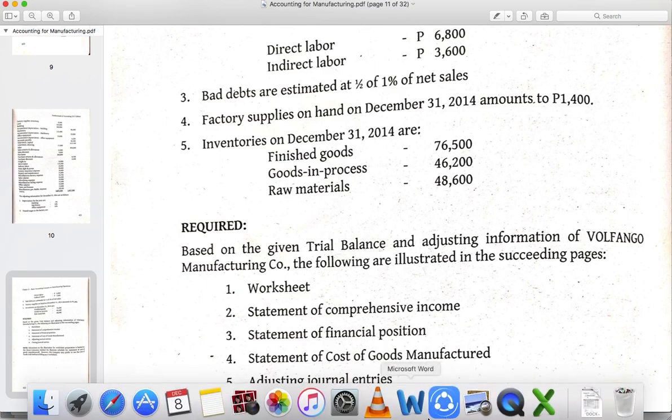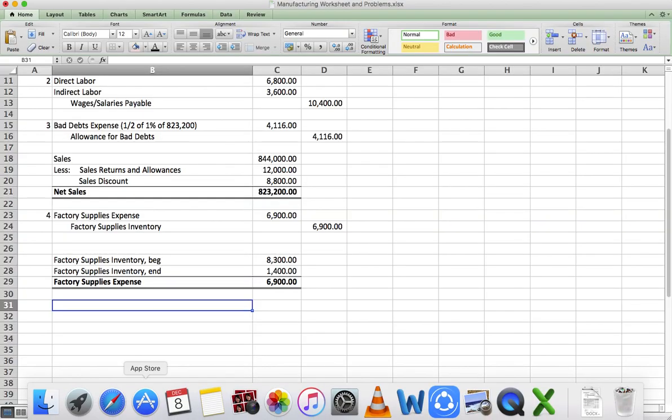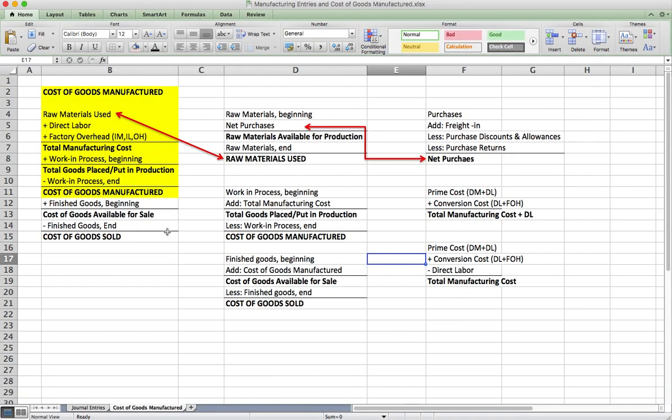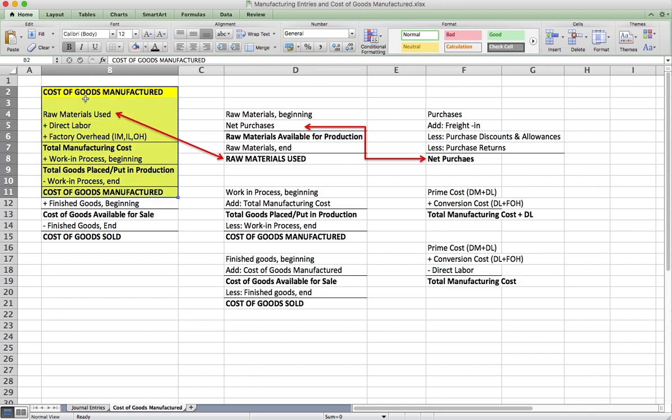Tingnan natin ulit yung dati nating ginawa na mga formula. Ayan, di ba? In computing for the cost of goods manufactured, ano lang yung makikita ninyo dito? Raw materials and work in process. Cost of goods manufactured: raw materials used plus direct labor plus factory overhead is equal to total manufacturing cost. Total manufacturing cost plus work in process beginning is equal to total goods placed in production. Less work in process end is the cost of goods manufactured.